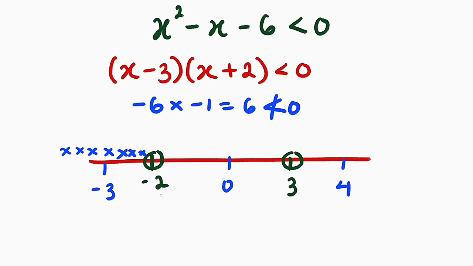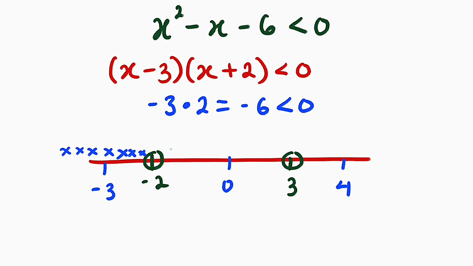Then we check values in between -2 and +3. Already we have chosen 0. So let's plug it and see. 0 - 3 is -3, multiplied by 0 + 2 is 2. And this is -6. And -6 is indeed less than 0. So all the values here in between -2 down to 3 will satisfy this inequality.